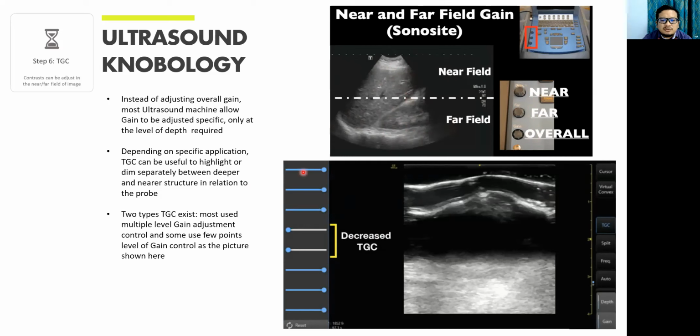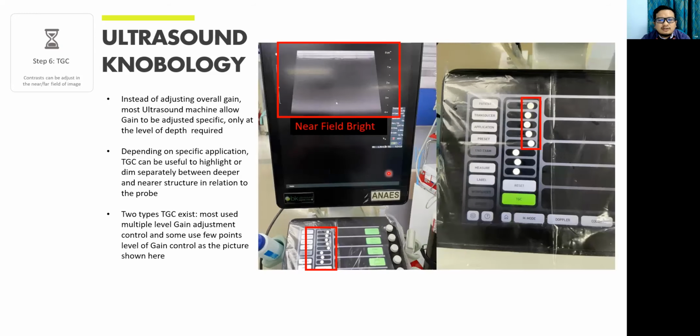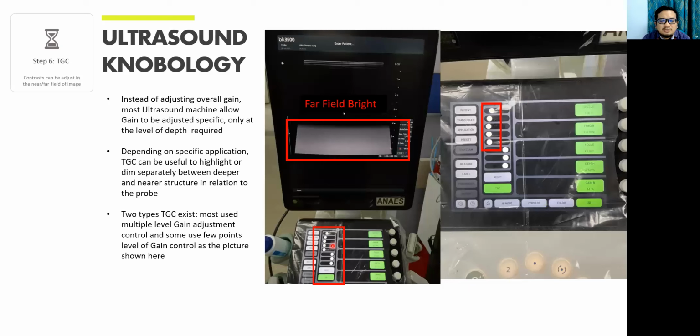Most of the ultrasounds have different, very specific levels. As you can see in the picture here, if you decrease the middle level TGC, it will be black just in the middle, but the near and far field are brightly lit up. As you can see here in the BK ultrasound, if you increase the near field gain, the near field will be bright, but the far field will be black. If you turn it the other way around, the far field will be bright, and the near field will be black.